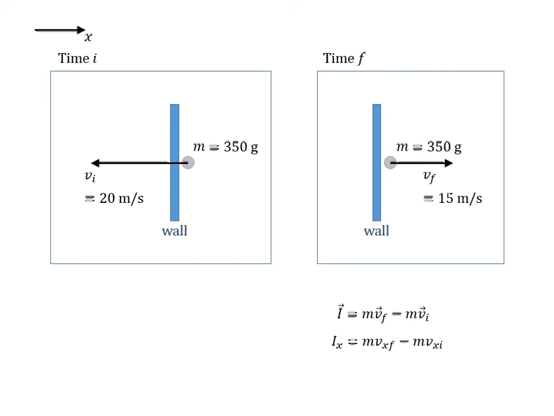However, the motion as drawn is strictly in the x-axis, so I'm going to look at the x component of the ball's velocity. And the mass, 350 grams, probably safer to use SI units here, so we'll change it to 0.350 kilograms and plug that in in just a moment.